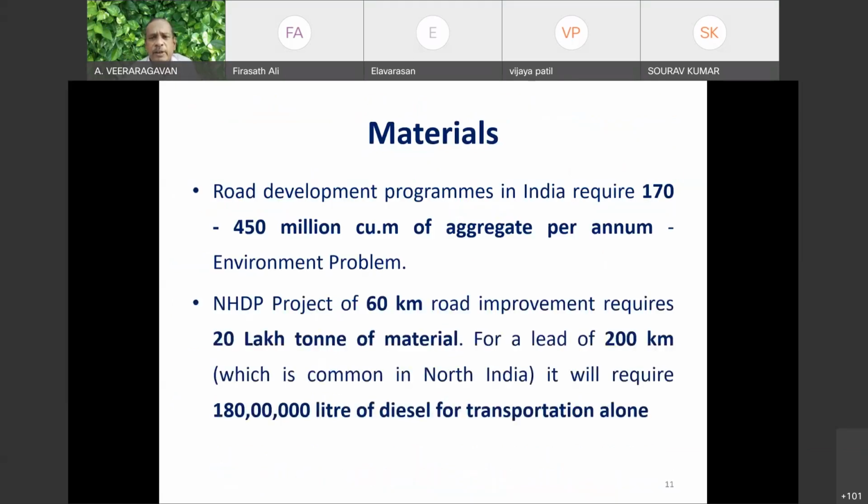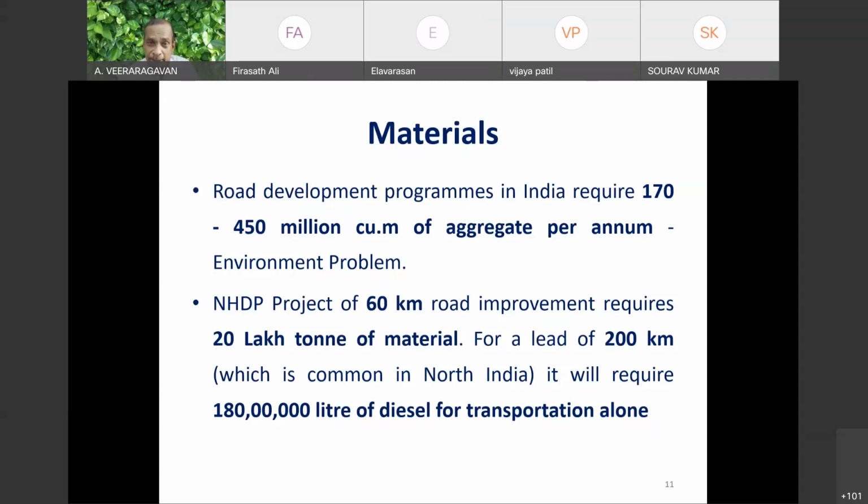We find that we require about 170 to 450 million tons of aggregates per annum. So on one hand, we are creating an environmental problem. More and more aggregates are being consumed just because they are available. Remember, all the aggregates which I'm talking about may or may not meet the specifications. All aggregates will not meet the specifications in terms of physical properties. It can be abrasion value, aggregate impact value, elongation index, flakiness index, or the shape factors, specific gravity, soundness test. Many may not even pass.